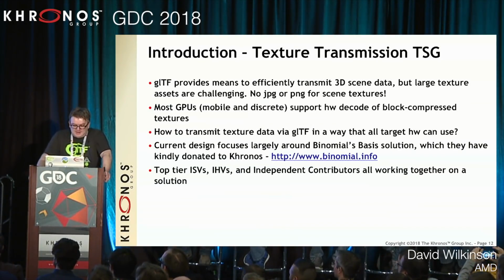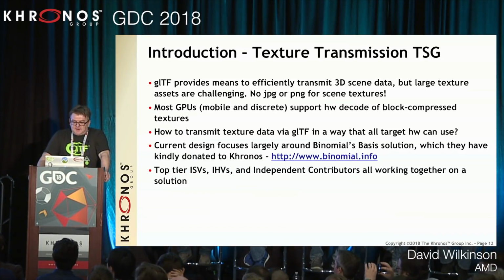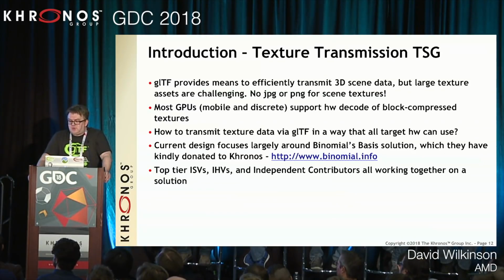Okay. So, the introduction to the texture transmission TSG. Like I said, we can efficiently transmit the 3D scene data, but large assets are challenging. You cannot send JPEG or PNG as your texture assets across the wire. Most GPUs already have hardware block compressed textures, and you want to stick with those. We don't want to be decoding JPEGs or PNGs on our target devices.